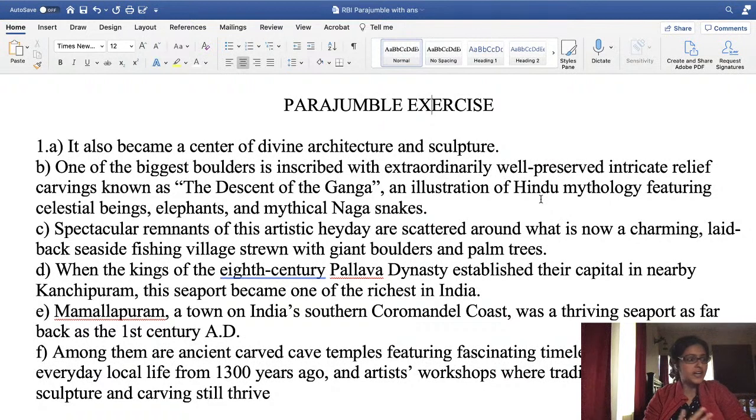Why did it become a thriving, a flourishing seaport? One sentence will tell you about that. Which sentence is it? Which sentence talks about why Mamallapuram became prosperous? Why?